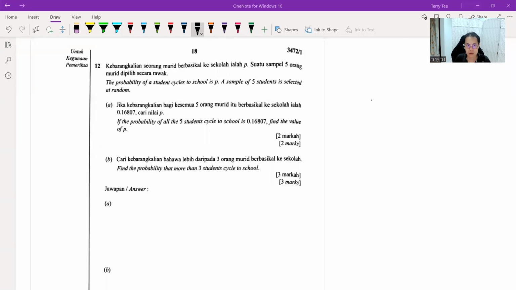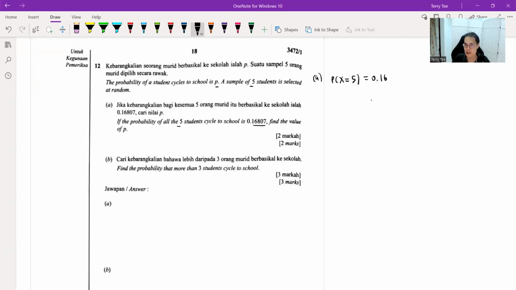Okay, question number 12. This is a Form 5, Chapter 5, probability distribution, and in fact this is a binomial distribution. The probability a student cycles to school is p. A sample of 5 students is selected at random. The probability that all 5 students cycle to school is 0.16807. Find the value of p. They say all the students cycle to school, so that means P(X = 5).